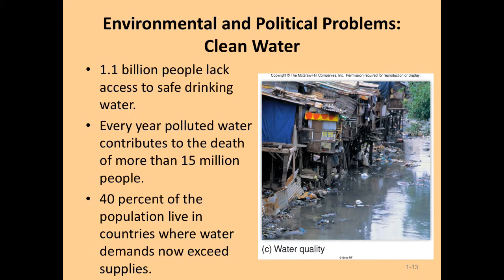And it says here that 40% of the population live in countries where water demands now exceed supplies. And these are the places where we have population booms, places like India, places like China, where they have upwards of 1 billion people just in those kind of cramped regions. They are running out of water because there's simply not enough resources to feed the demand.